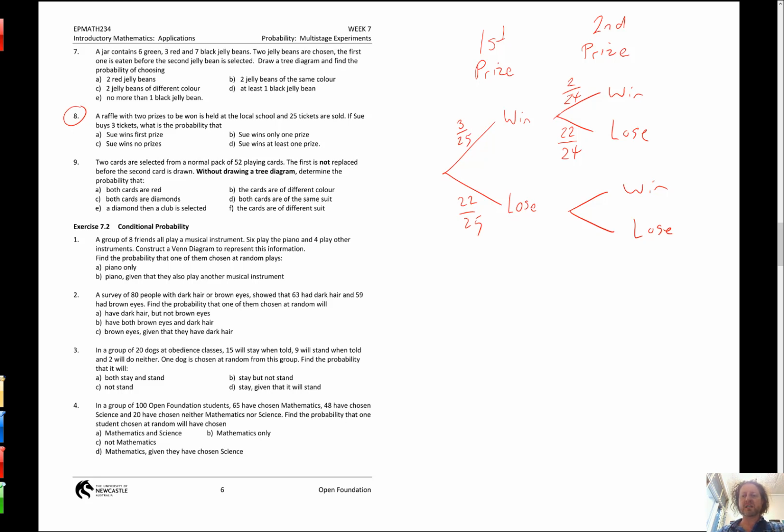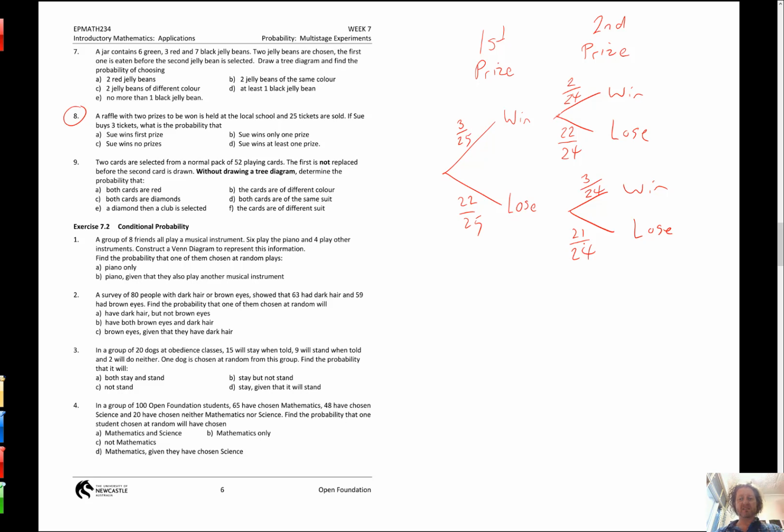What if she did not win the first prize? That means she's still got 3 tickets in the barrel, untouched, even though there's only 24 tickets left in the barrel, because someone else's ticket got pulled out and thrown away. So she no longer has 22 losing tickets in the box. Someone else just won something. There's only 21 opposition tickets left in the box out of the 24. Do 3 on 24 and 21 on 24 add up to 1? They do. So there's my tree diagram.